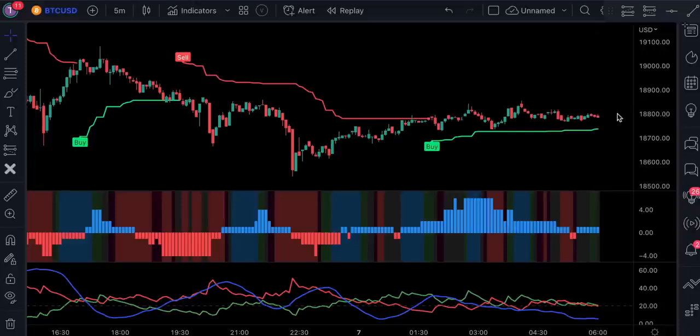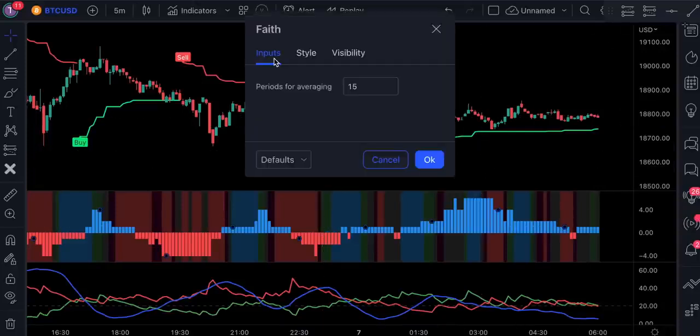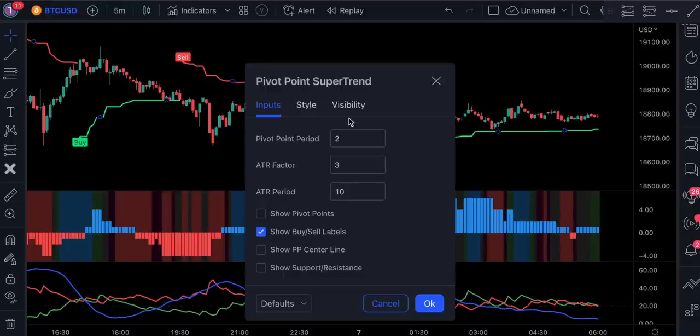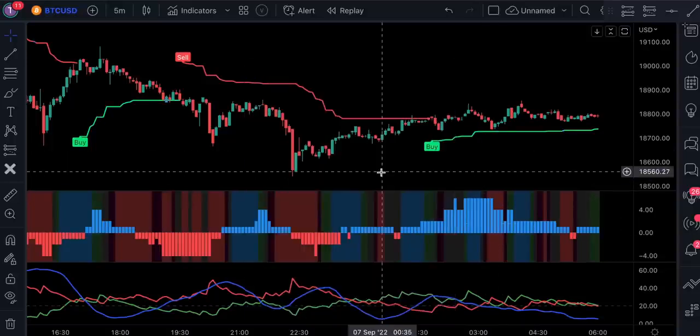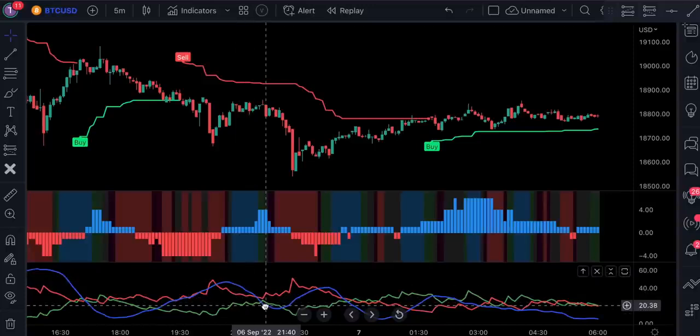So first we have the faith indicator. By the way, I changed the period from 10 to 15. For the second indicator, we're going to be using the pivot point super trend. Here are the settings. And lastly, we have the ADX with DI.